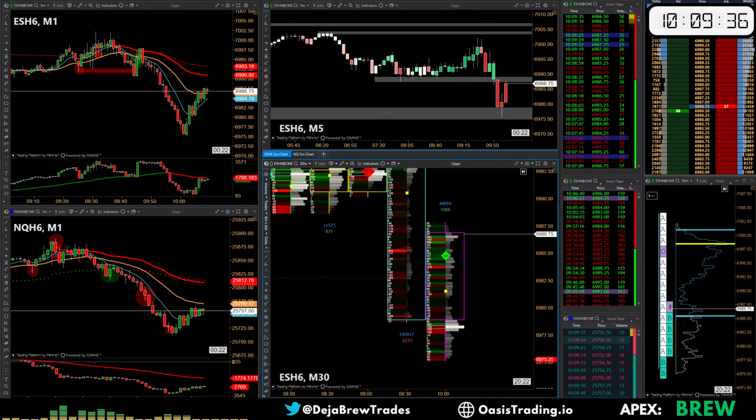Still hovering around that 24. If it breaks through that, watch that VWAP retest. Possibly a bear flag in a VWAP.